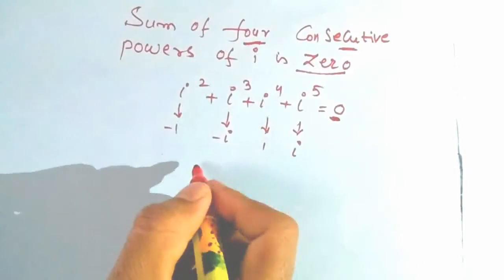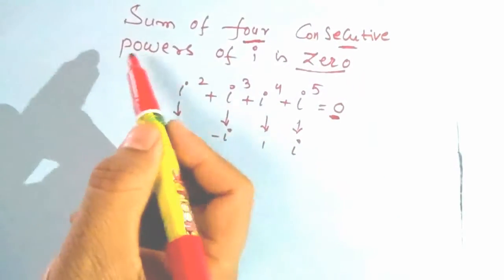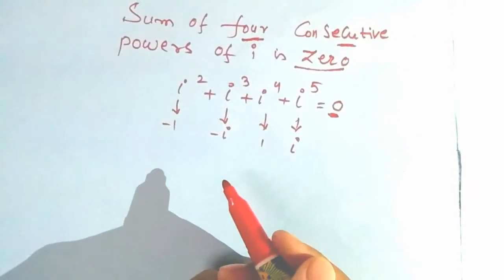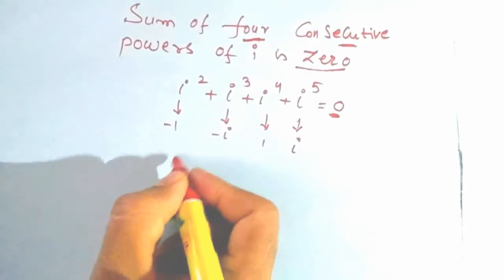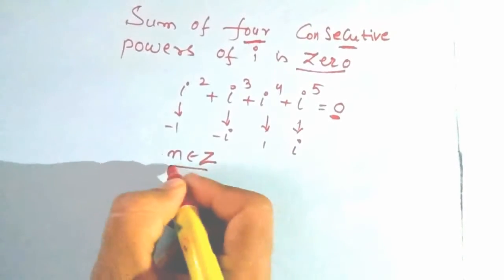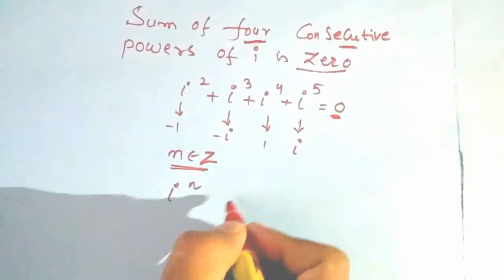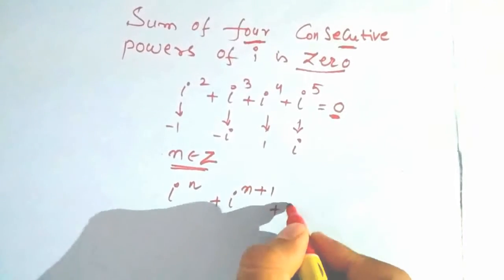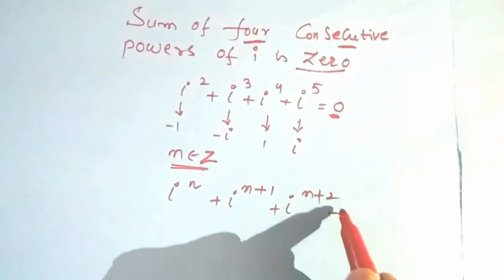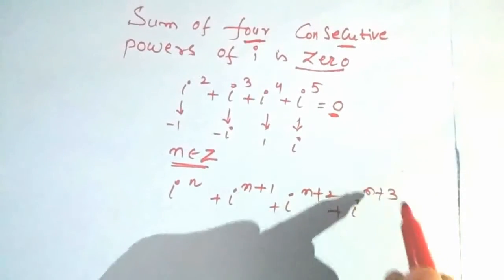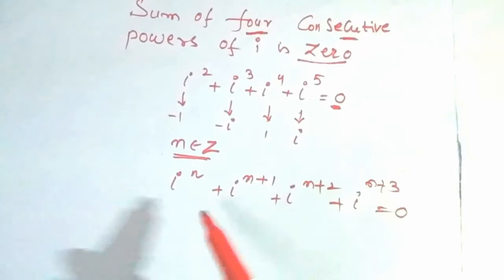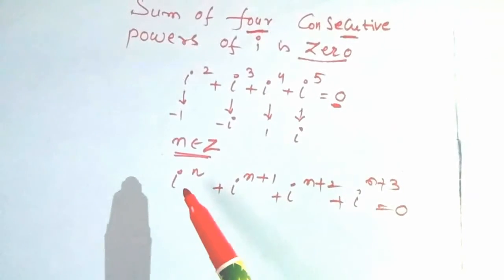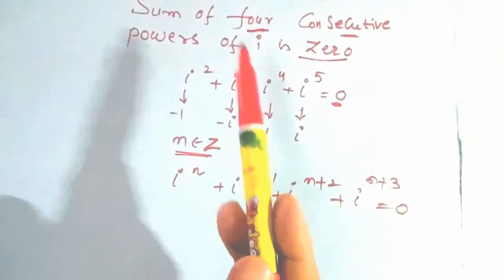So in general, considering that the numbers are integers, for example, if I say n is an integer, n belongs to Z, then i to the power of n plus i to the power of n plus 1 plus i to the power of n plus 2 plus i to the power of n plus 3 equals 0, obviously, because n, n plus 1, n plus 2, n plus 3 are 4 consecutive integers. So the sum of 4 consecutive powers of i is equal to 0.